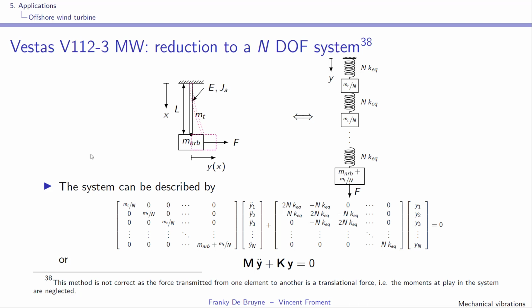We had done something similar for a beam in traction, but here the method is not correct, as only a translational force is transmitted from one element to another, so perpendicular to the beam, and this means that the moments that are at play in the system are neglected, and this is of course incorrect, but we'll see what it gives. And of course, if you write the system in a mathematical form, this is what you obtain, and this system is again in a form where we can use it for a modal analysis.